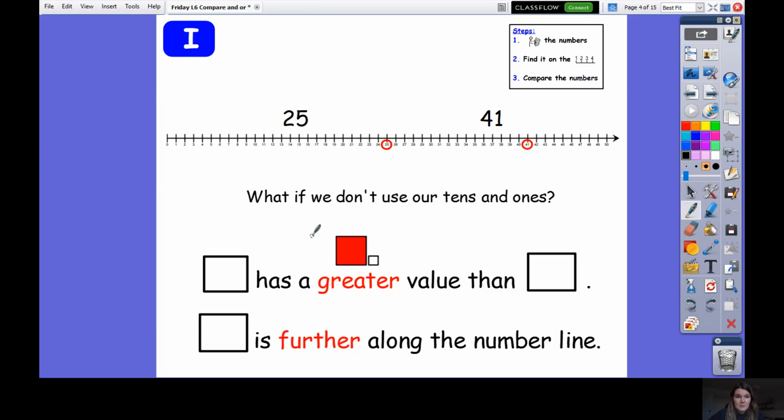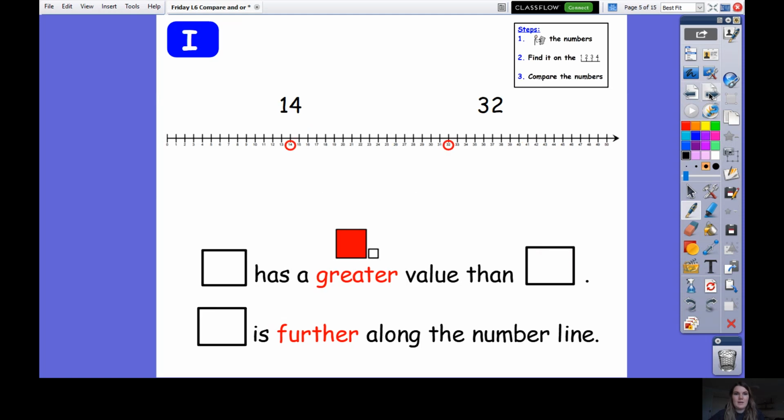So I'm going to write that in. 41 has a greater value than 25 because 41 is further along the number line. So we don't have to use tens and ones with our number line to figure out which has a greater value. We can just look at it and see which one is further along the number line.